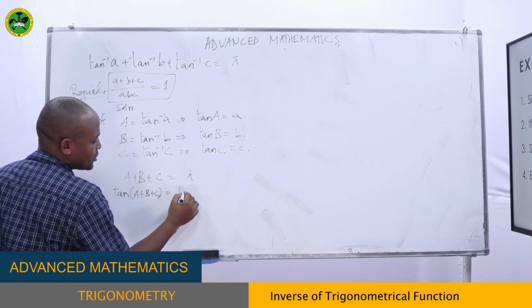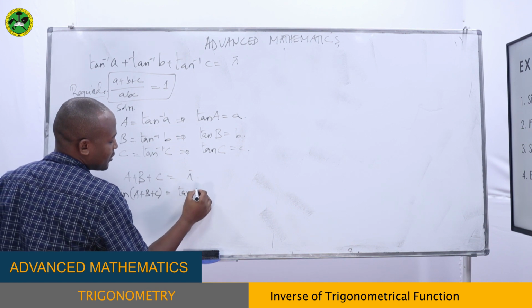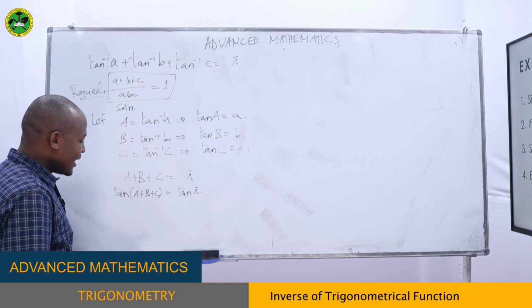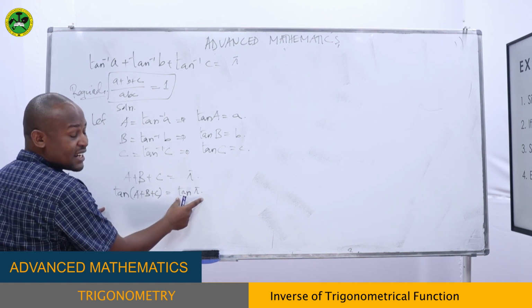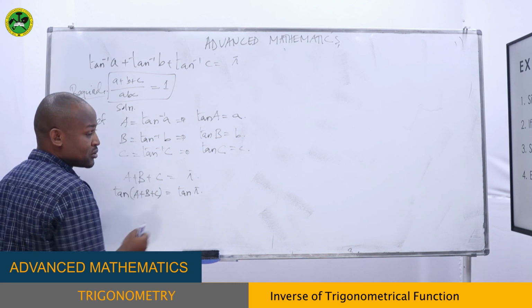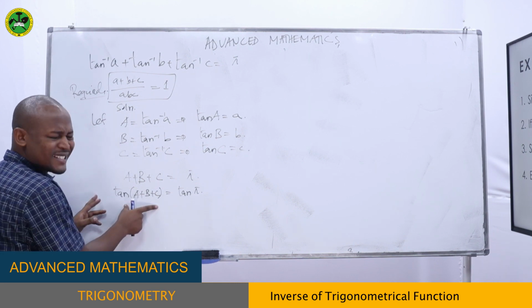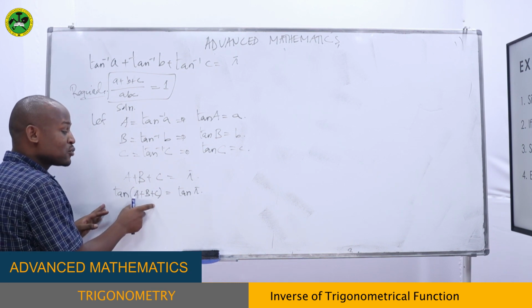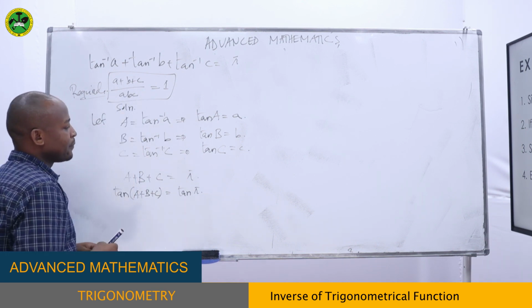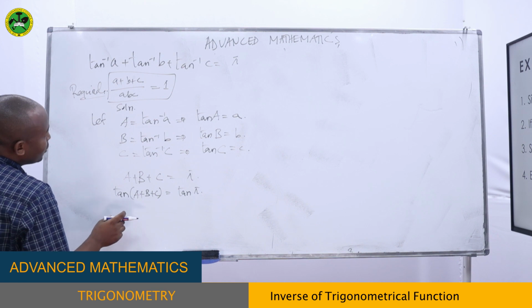Plus C equals tan of pi. We know that tan of pi is equal to 0, that is, tan of 180 is equal to 0. But what about this side? We have to work this side so that this can happen here. It just won't come by itself.